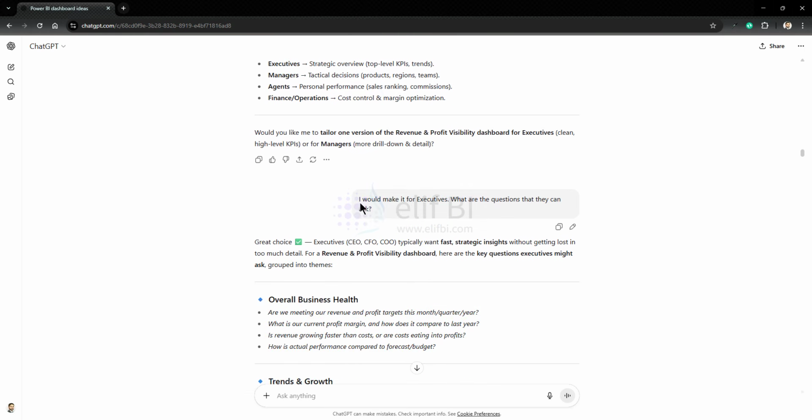So now I tell that I would make it for the executives. What are the questions that they can ask? Remember that we are building the sales overview dashboard. So we have defined the dashboard purpose, that we want to have an overview. The second thing is that we are now deciding the audience. So the audience is the executives. We are not talking about the managers or the analysts. I'm saying I would make it for executives. What are the questions that they can ask?